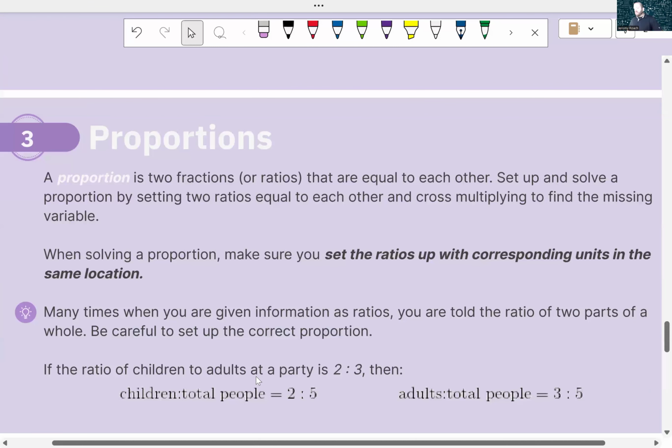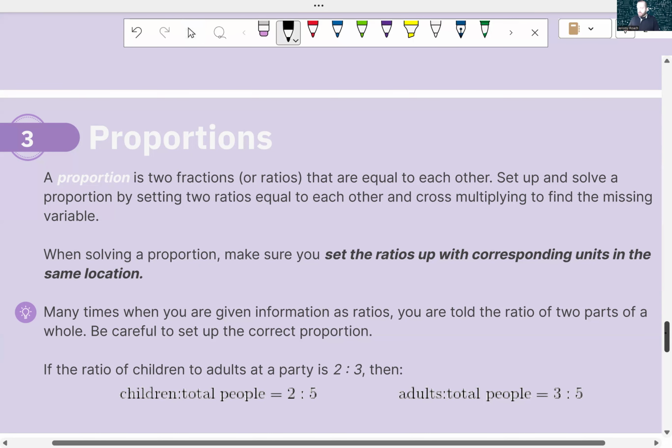A proportion is 2 fractions or ratios that are equal to each other. And you can set up proportions to figure out the missing values of a total. In this particular example, we're given the ratio of children to adults at a party is 2 to 3. So this is children to adults, and we can write this ratio as children to total, or we can write it as adults to total as well.